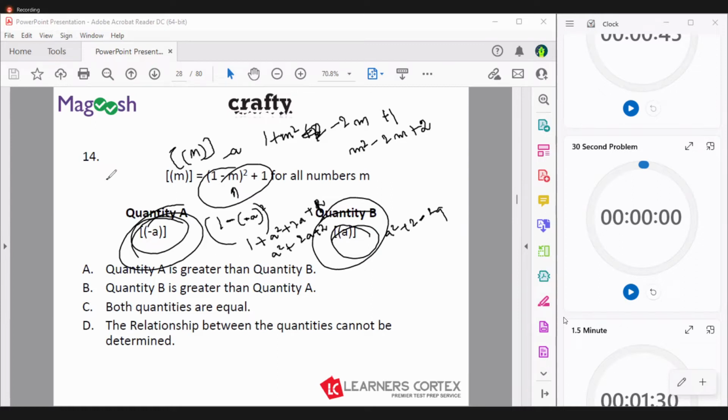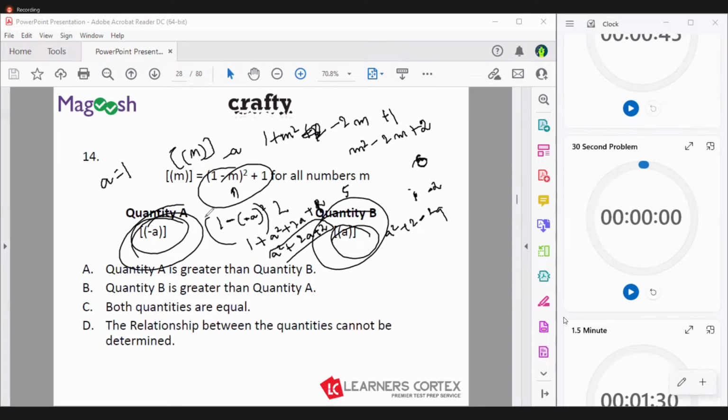Let's say a is 1. Then this becomes 1 plus 2 plus 2, which is 5, and here it will become 1 plus 2 minus 2, which will become 1. But if we take the value of a as 0, this here becomes 2, this here becomes minus 2. So again a is greater, b is smaller.